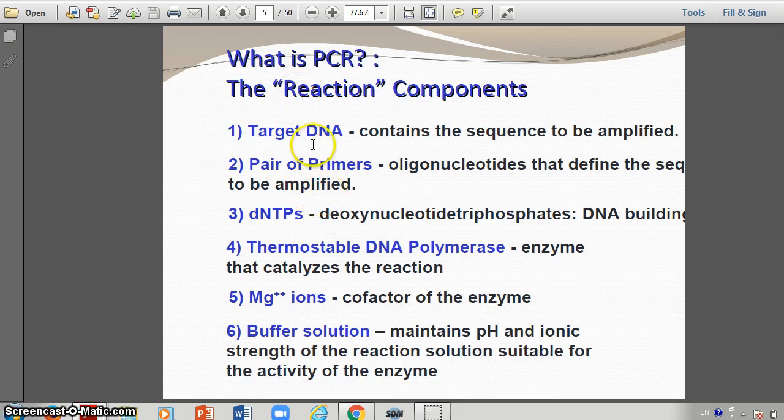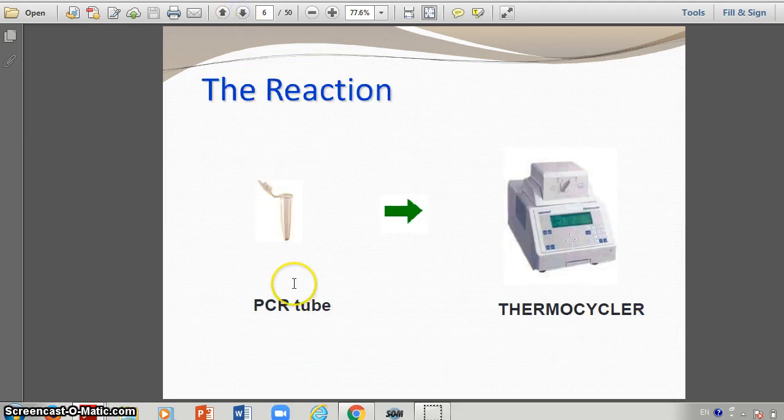These are some components which are required for the PCR reaction, and they are all added in this PCR tube. And then this PCR tube is placed here in this thermocycler. Then the program is set. So we are going to see the program of PCR. Then the cycles are going to run. So this is the thermocycler instrument.